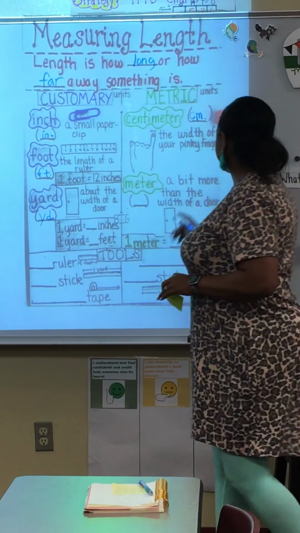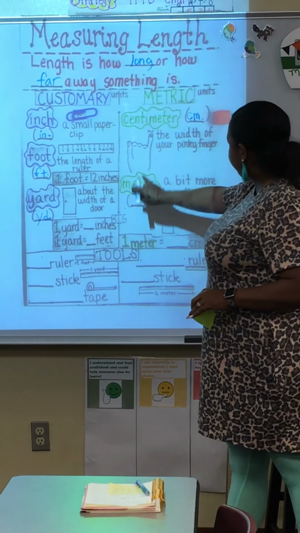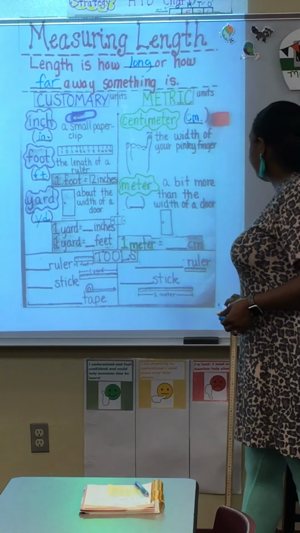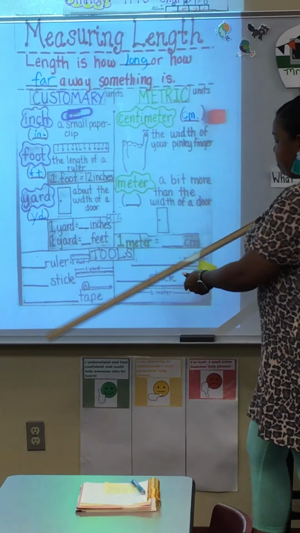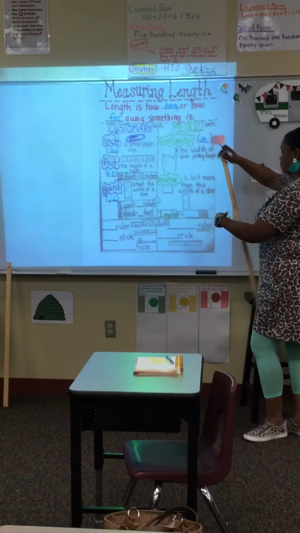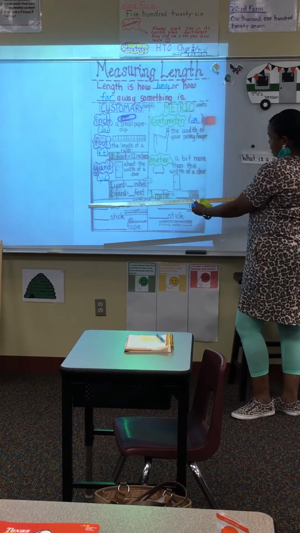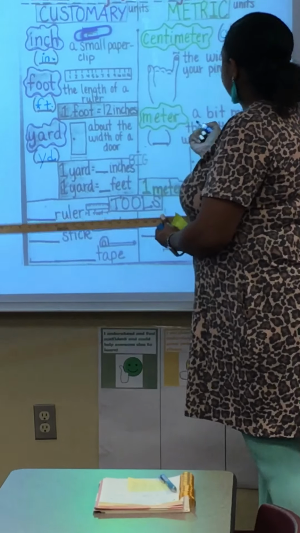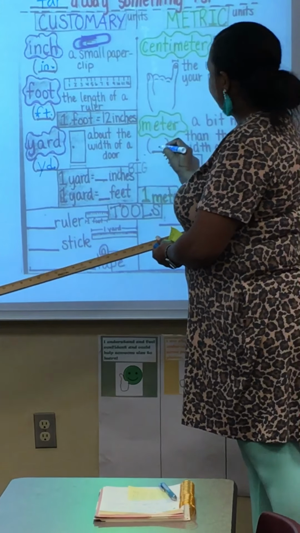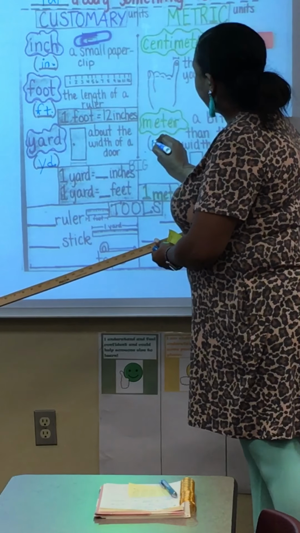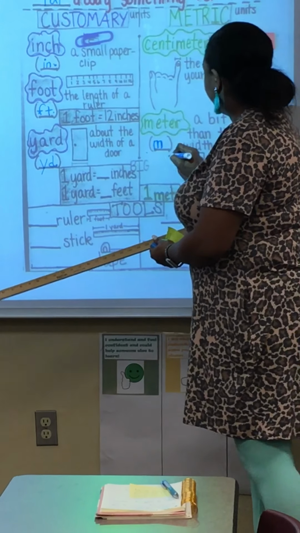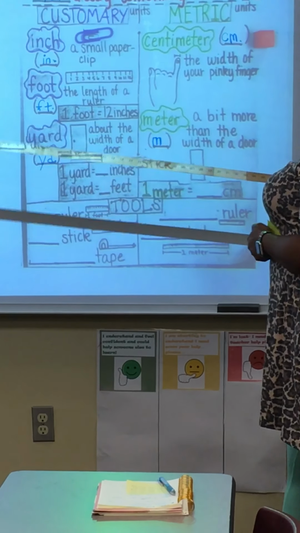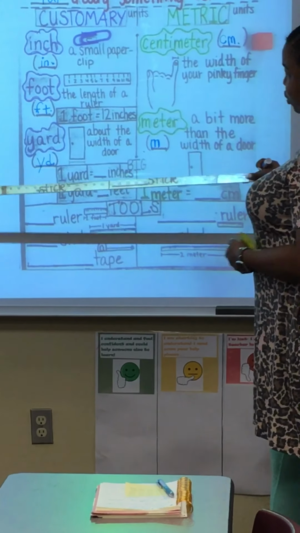That was exciting. Another unit of measurement that is metric is the meter. A meter is a bit more than the width of a door. So I have here a meter stick. To abbreviate meter, what do you think it is, y'all? How about M? An M. A meter. So this is a bit more than the width of a door. It's a little bit bigger.